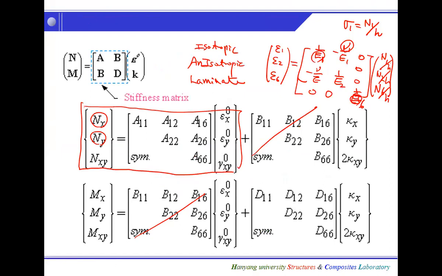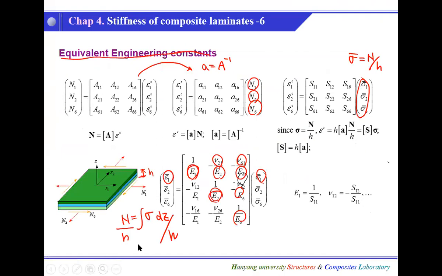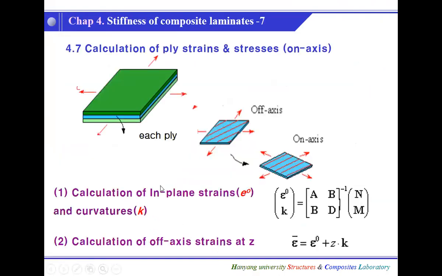Okay. So what I'd like to do is, given this strain and curvature, next is how to calculate the ply strain and then ply stress, and then compare with the strengths; we'd like to know which ply will fail. Okay? Please remember the steps. Since we calculated laminate deformation, next is the ply strain and ply stress, compared to strengths, and failure analysis. So this is the step: calculation of ply strain and ply stress.